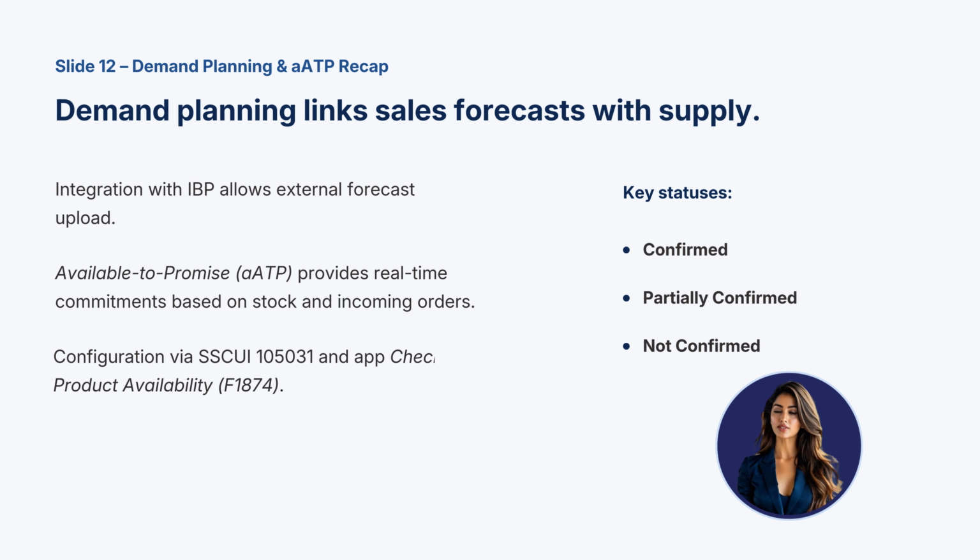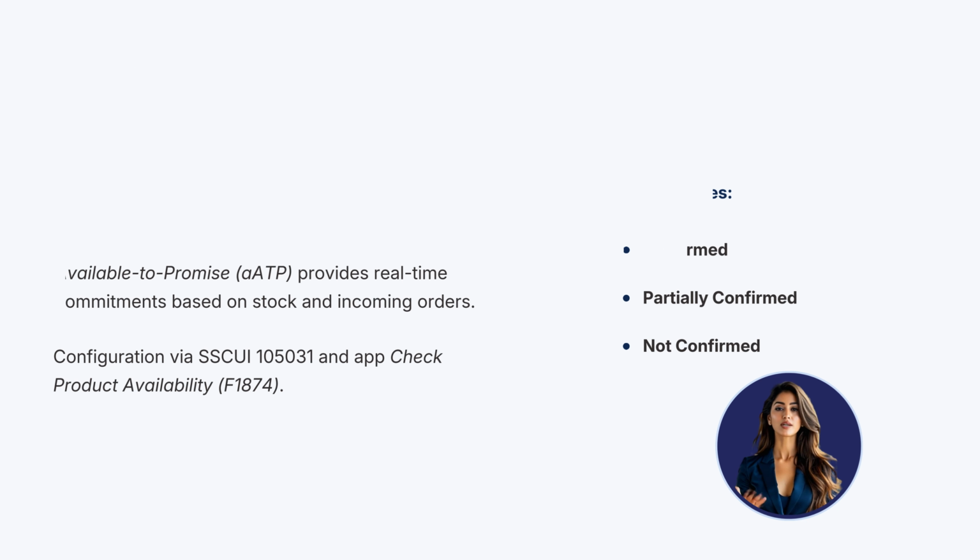Demand Planning connects forecasts to MRP and production. Through IBP integration, forecast data flows directly into cloud MRP. The AATP process validates product availability during order entry. Configurations include checking groups and rules via SSCUI TIN531. App Check Product Availability F1974 shows confirmed, partial, and unconfirmed statuses in one view.